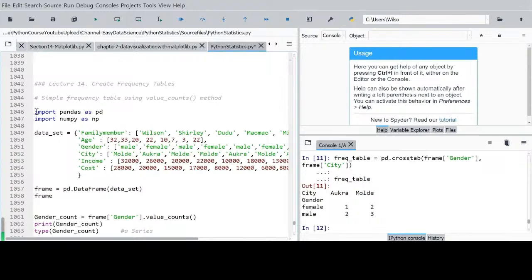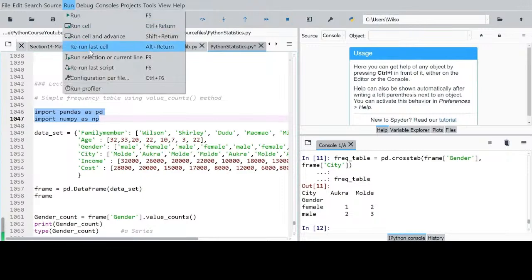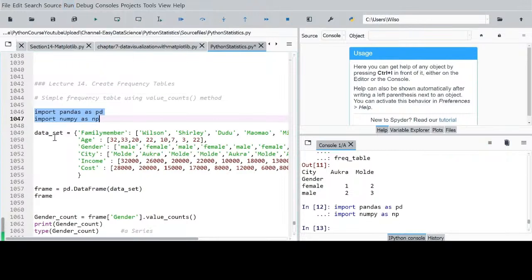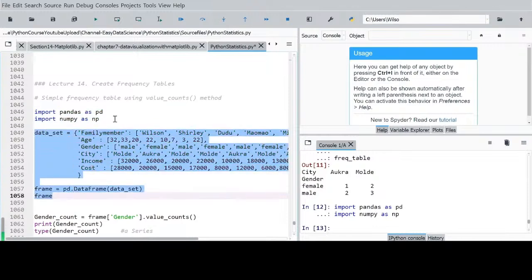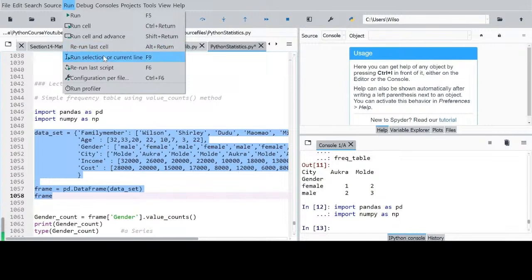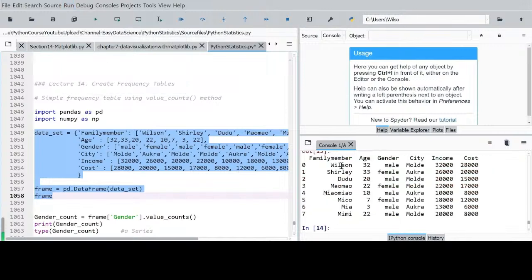So first we import the pandas and NumPy modules. We create a data frame of family members. So you can see the data frame includes 8 observations for family member with the age, gender, city, income, and cost variables.